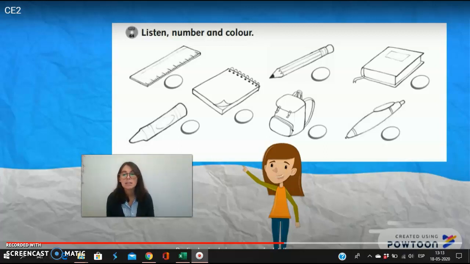Number 1. Number 1 is a ruler. So you write number 1, ruler. And the color of the ruler is green. So it's a green ruler. So you draw the ruler, and you color it green, right? Green. There you go. Number 2.